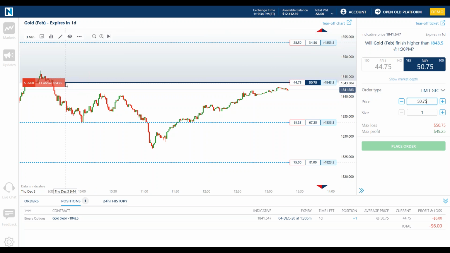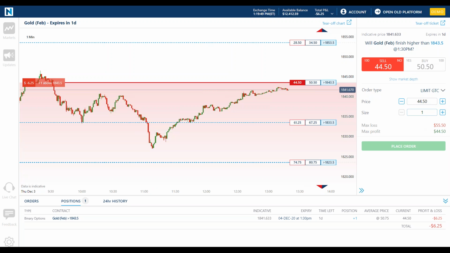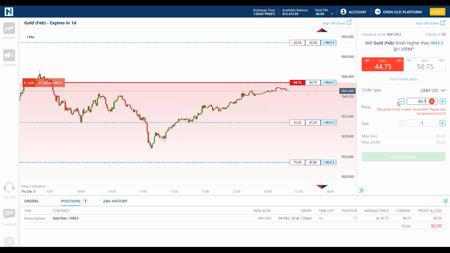Now, what if this gold were to rally and it were to go to 61? Would I want a quick $10? And if I wanted to do that, I could absolutely put an order up here. I can click sell and put an order above the market. So let's put it at 60. What did I buy? I paid 50.75. Let's make it 60.75. A nice even $10.